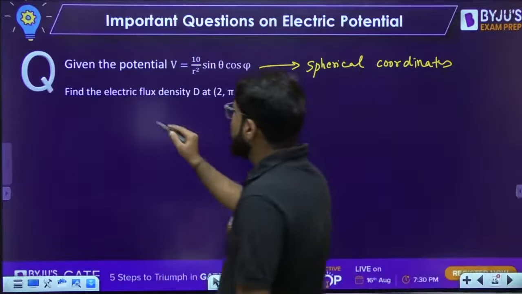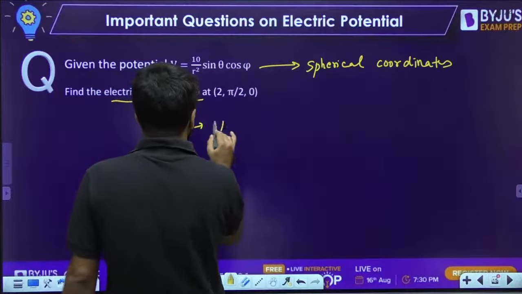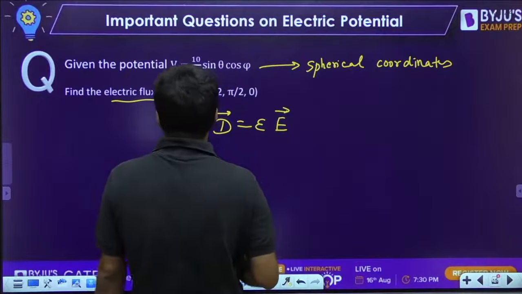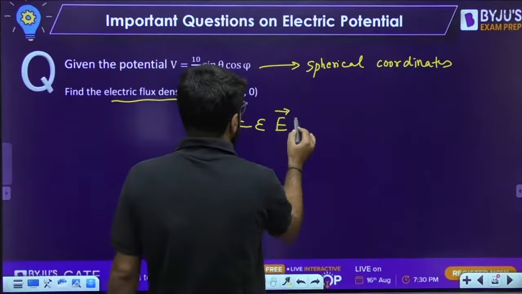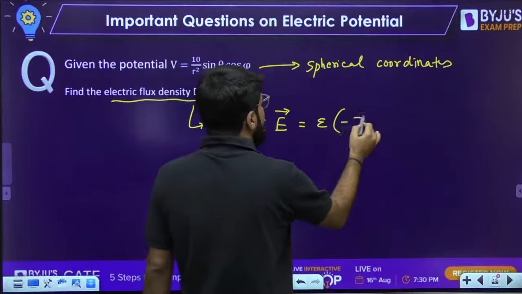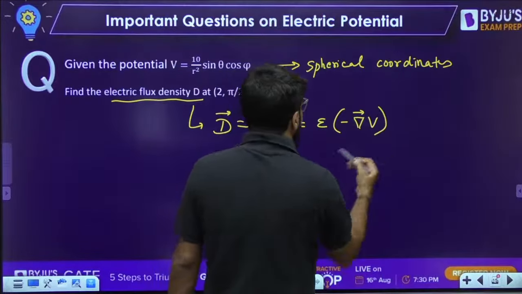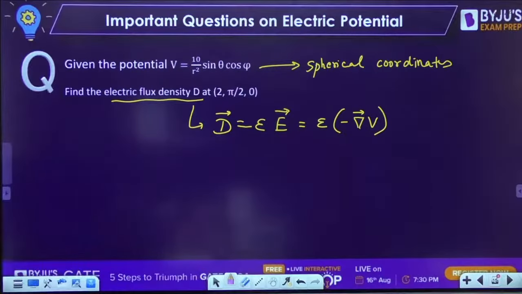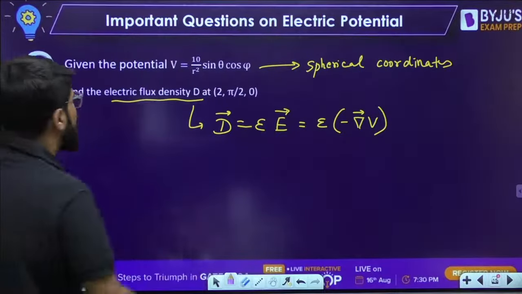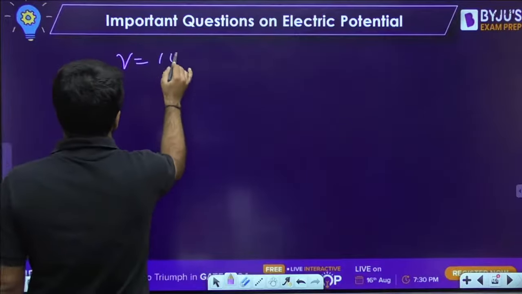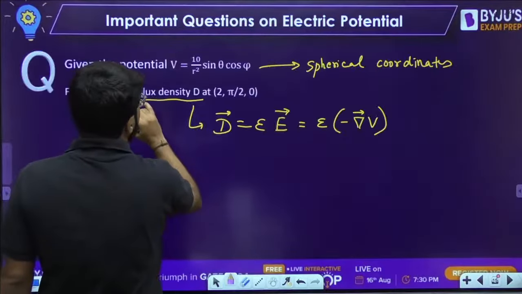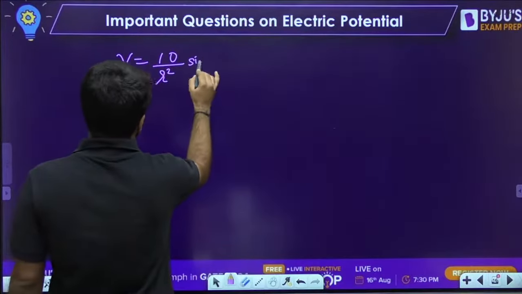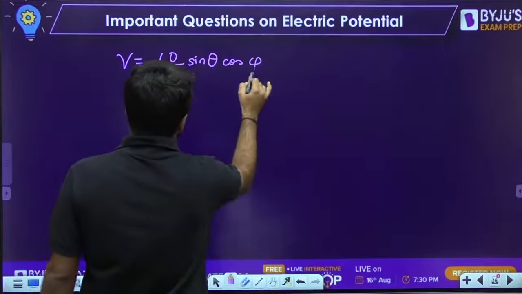Now we all know what the electric flux density is. D is related with E as epsilon E, and what is E? That is again the previous formula I told you, negative of the gradient of V. And this time the V is in spherical coordinates. What is that V? It is 10 by r square sin theta cos phi.